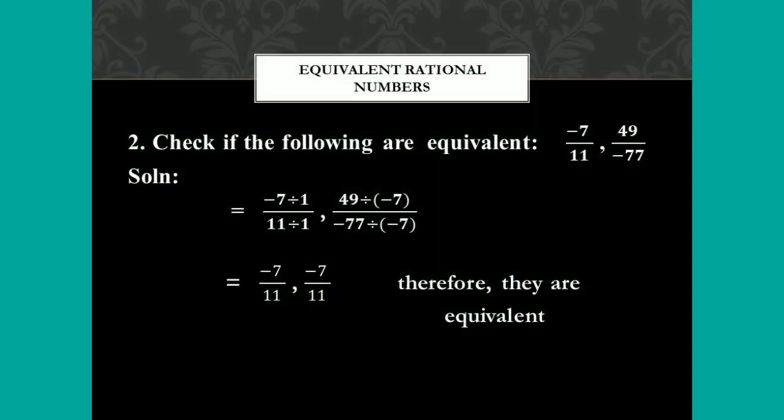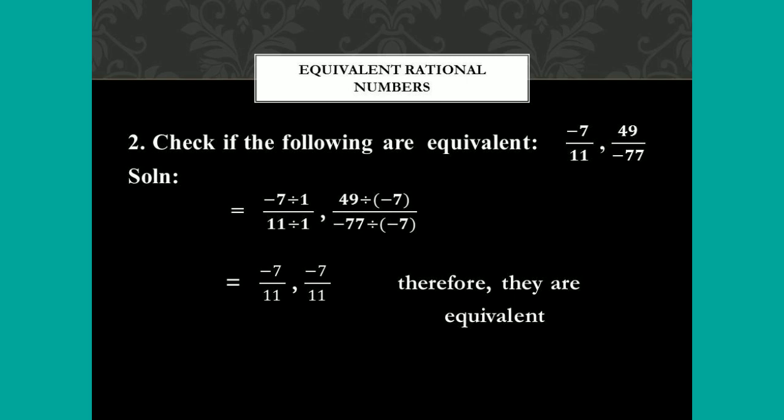Last but not least, the equivalent rational numbers. Equivalent rational numbers are numbers that have the same value but are represented differently, which means we can multiply or divide the numerator and the denominator by the same integer. Okay, so that is the meaning of equivalent rational number. Here we have the problem, check if the following are equivalent: minus 7 by 11, 49 by minus 77.